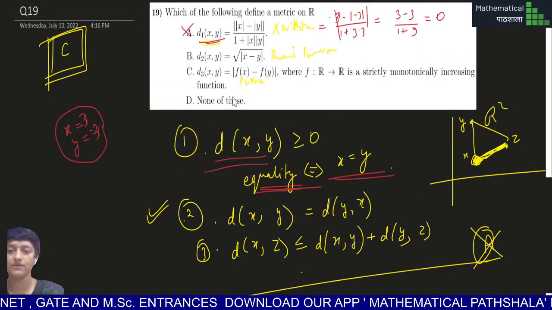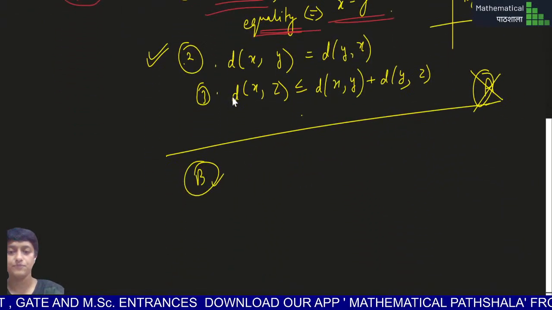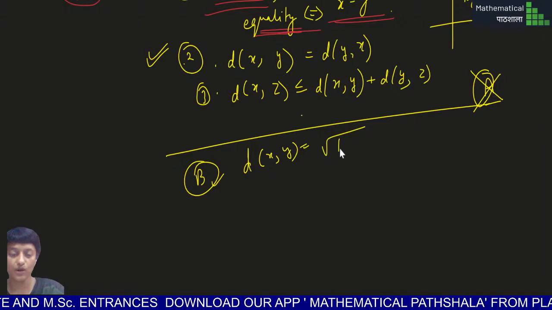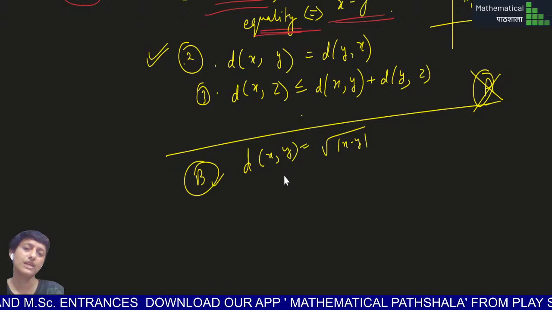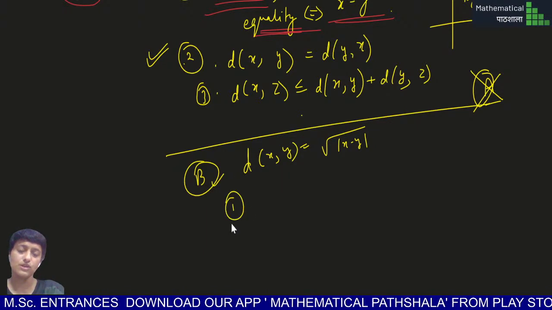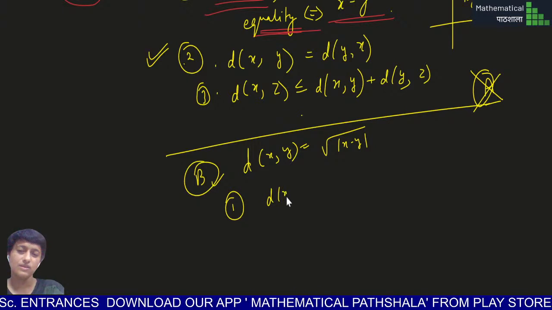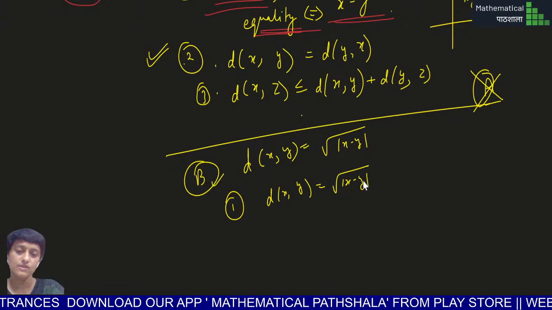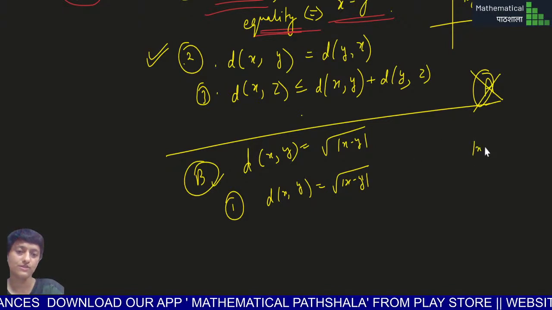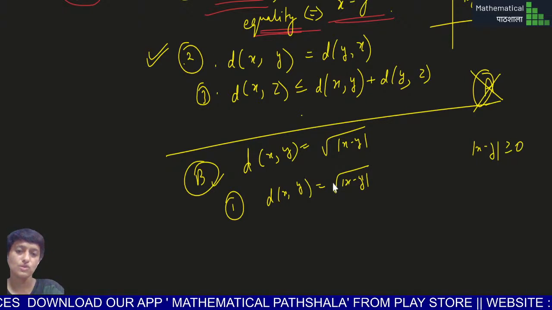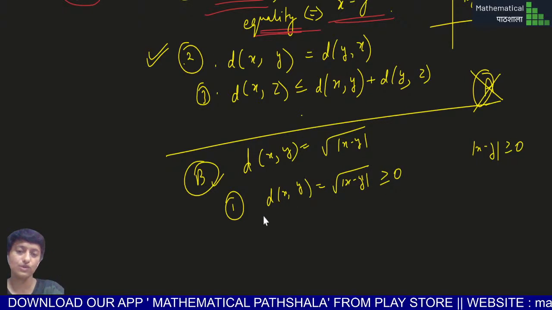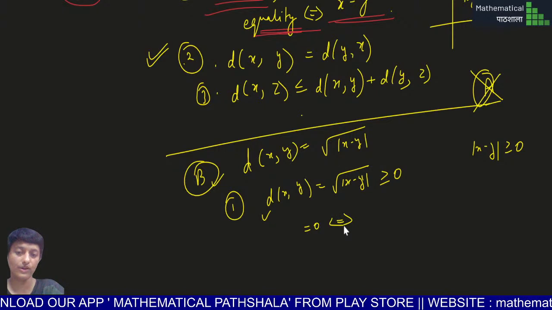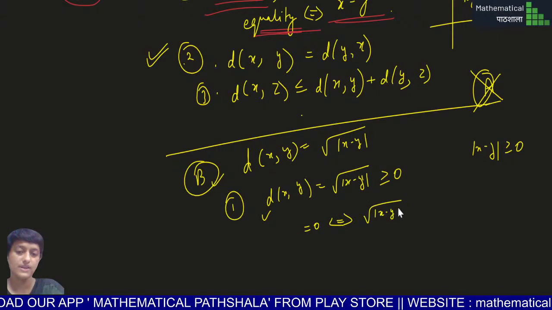What was option number B? Let me see. Root of the mod of x minus y. Alright. So we have d of x comma y equal to root of mod of x minus y. Let us see each property one by one. Okay. So the first property was that it should be greater than or equal to 0. d of x comma y is equal to root of something, and this something is in mod, so the absolute value of x minus y will be greater than or equal to 0. So the root of this thing will also be greater than or equal to 0. So this is satisfied, and it will be equal to 0 if and only if root of mod of x minus y is 0.